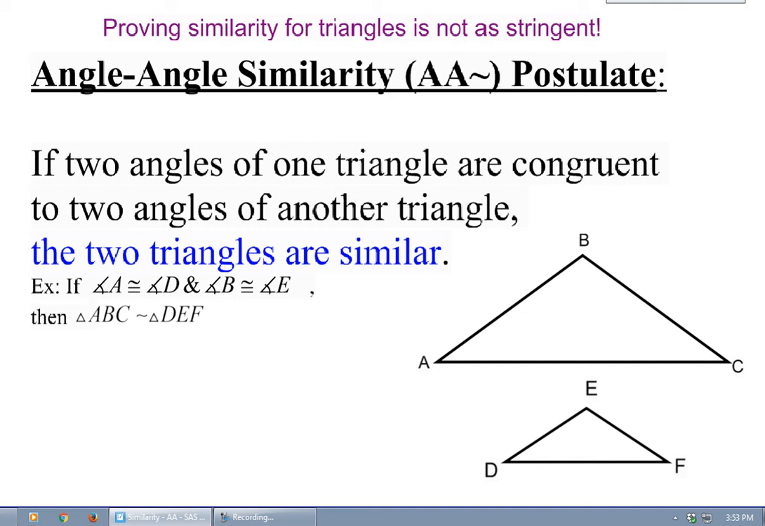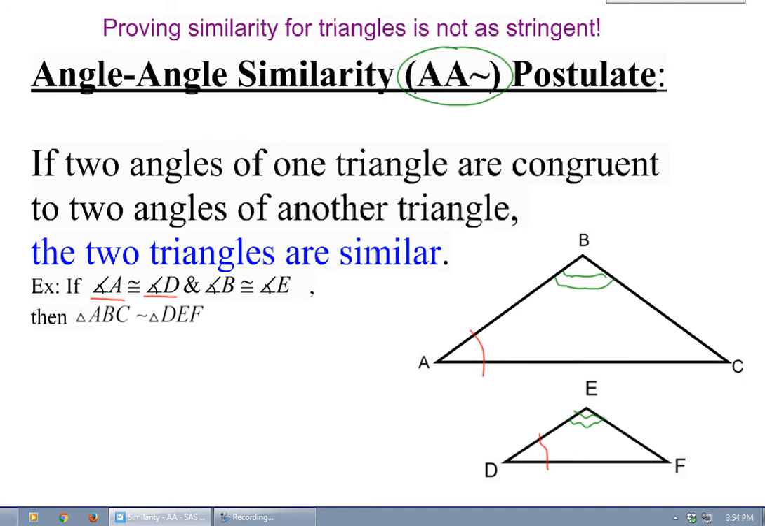In other words, if angle A is congruent to angle D, and if angle B is congruent to angle E, this is an example, then that makes these two triangles, ABC and DEF, similar. So that's one way, the angle-angle similarity postulate.